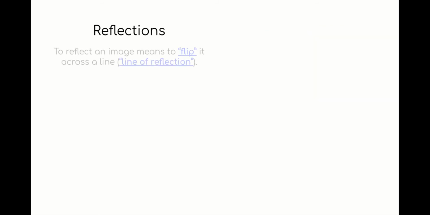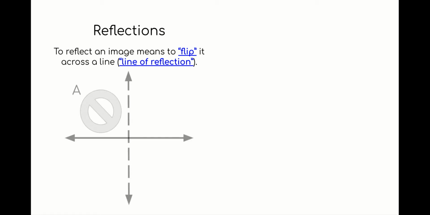The second transformation that we're going to talk about is reflection. To reflect an image means to flip it across a line. And we're going to call that line the line of reflection. So we start with A, and that dotted line there is my line of reflection. Notice how if you held a mirror up to one of the sides, you'd get the other missing part. You can just think of it as looking in a mirror.